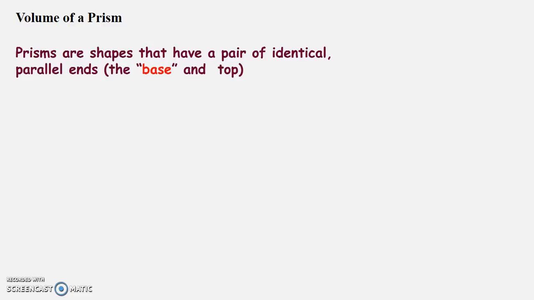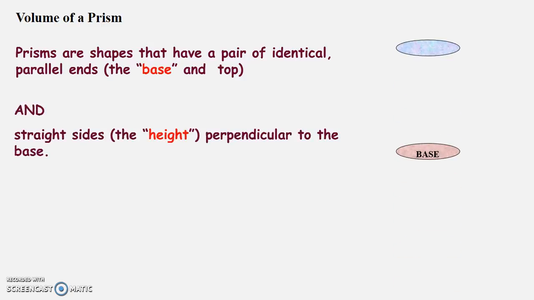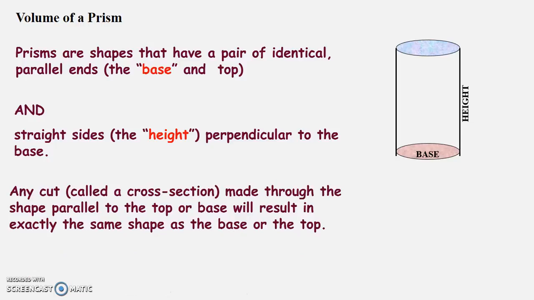Prisms are shapes that have a pair of identical parallel ends, the base and the top. And they also have straight lines, the height, perpendicular to the base. Any cut, called a cross-section, made through the shape parallel to the top or base will result in exactly the same shape as the base or the top. So here we have a cylinder and the top and the base are both circles. If we cut that in half, that bit would also be a circle.